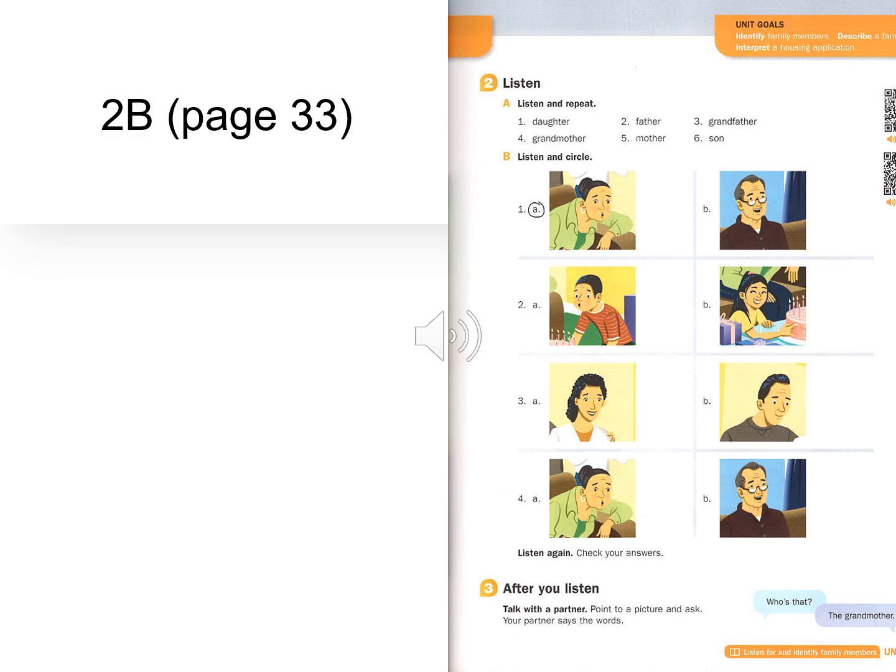Page 33, Lesson A. Exercise 2B. 1, Who's that? The grandmother. 2, Who's that? The daughter. 3, Who's that? The father. 4, Who's that? The grandfather.